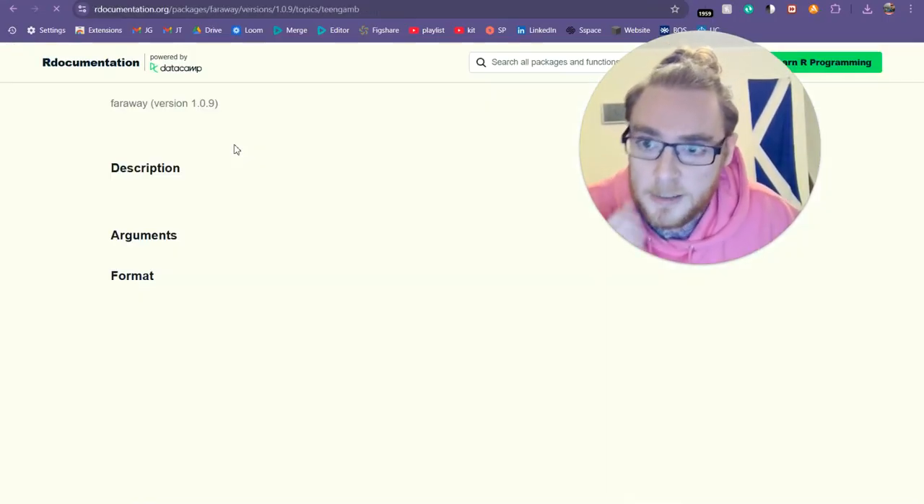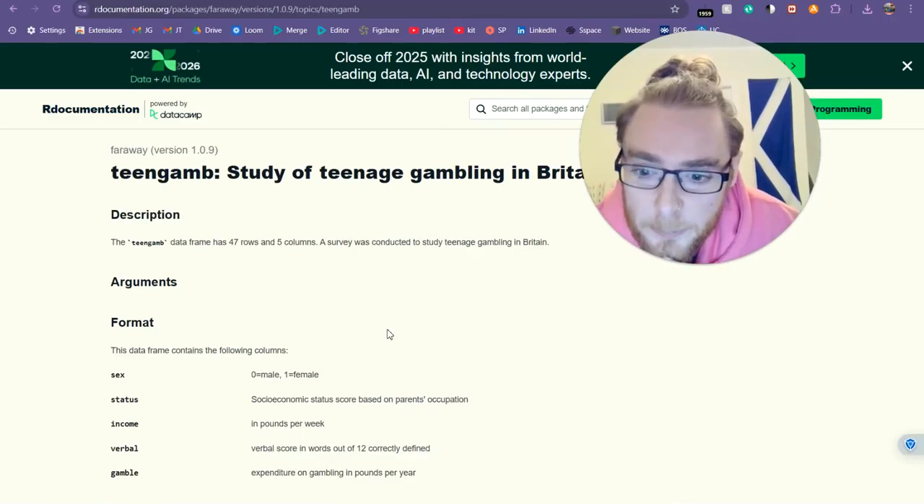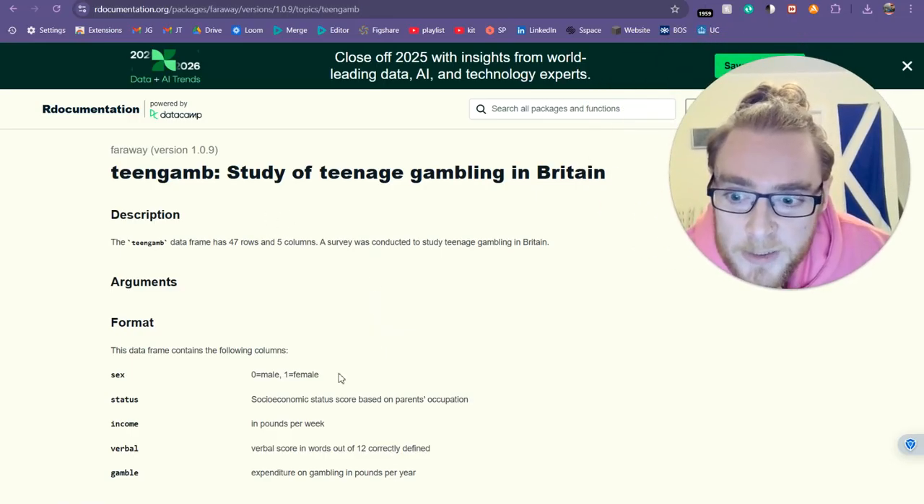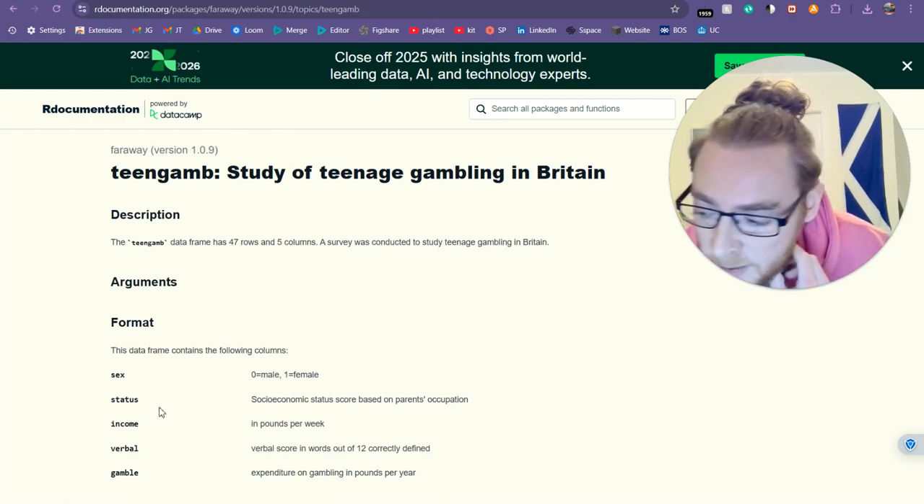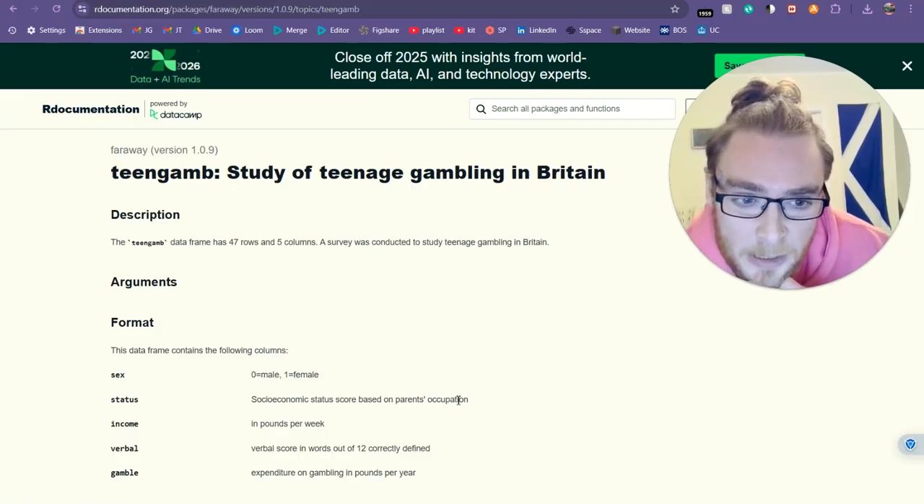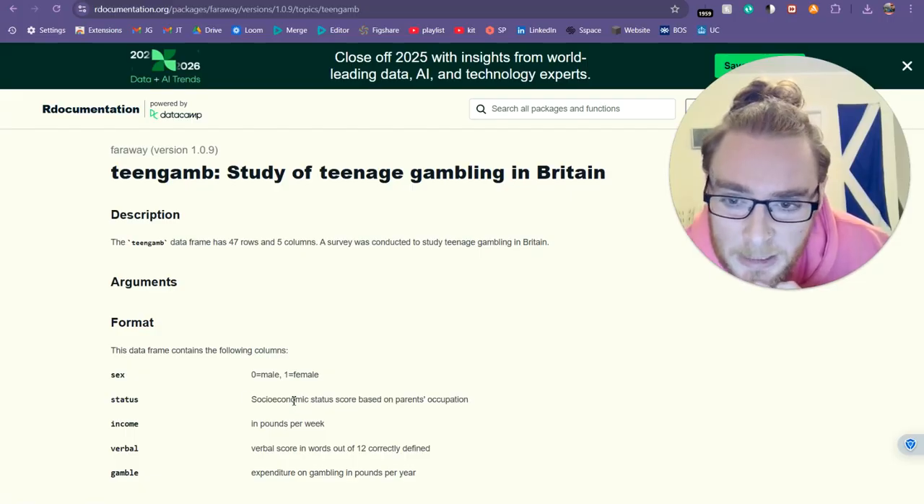Let's go back to Google and search for the name of the data frame and the word faraway. And this is it. Study of teenage gambling in Britain. 0 equals male, 1 equals female. That's answered one of the issues. Status is socioeconomic status score based on parents' occupation. Helps a little bit more, not entirely. We would have to know what the actual numbers meant.